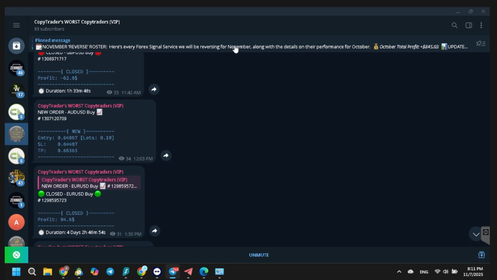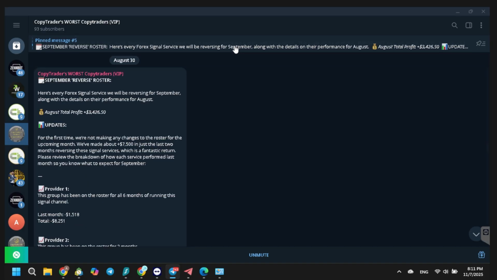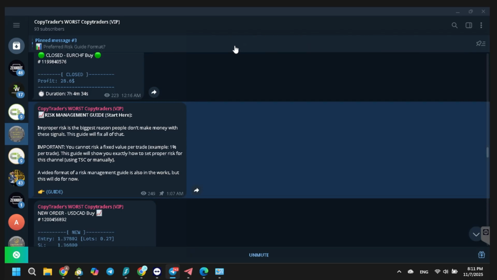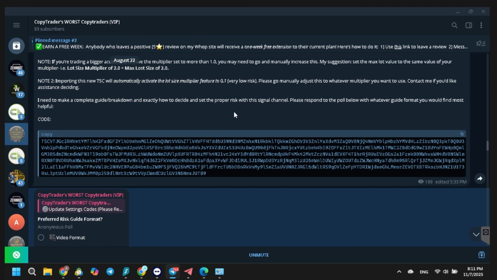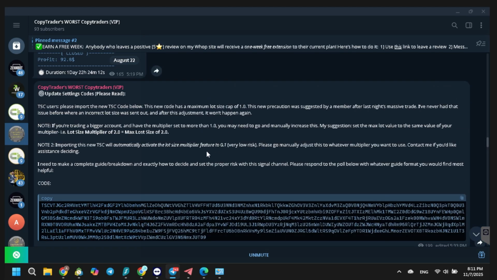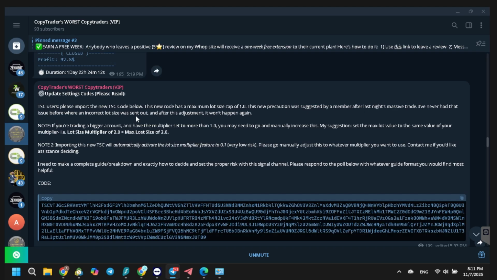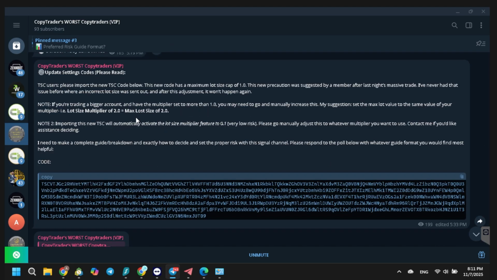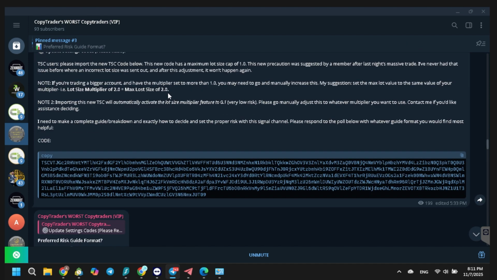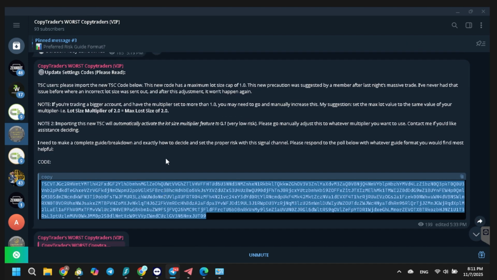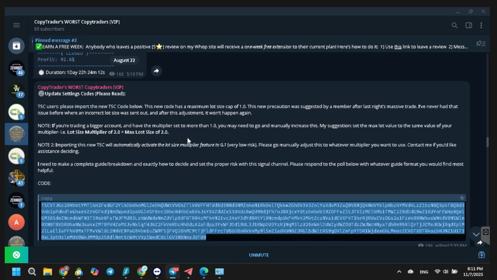If we follow the pinned messages right here, we should eventually stumble upon the code right here. This code was posted August 22nd this year. I backtested from December of last year. Instead, I should have backtested this latest code from August 22nd.